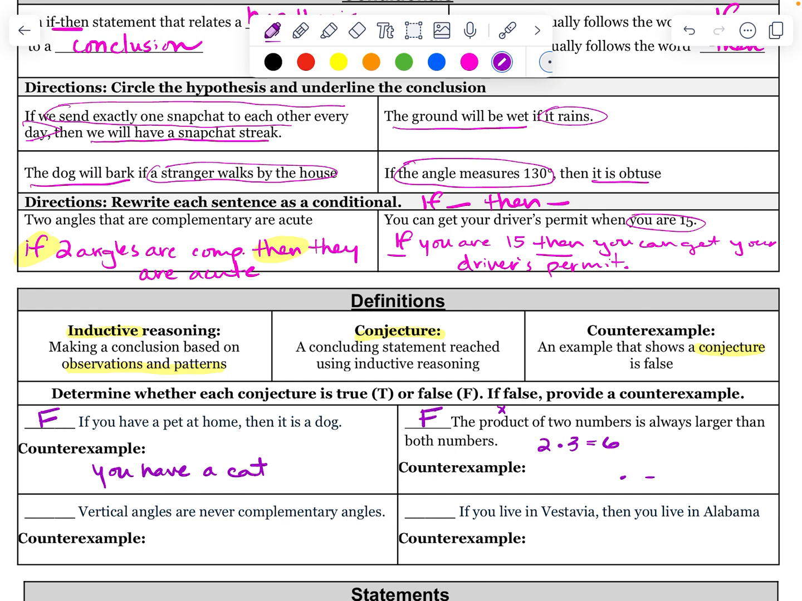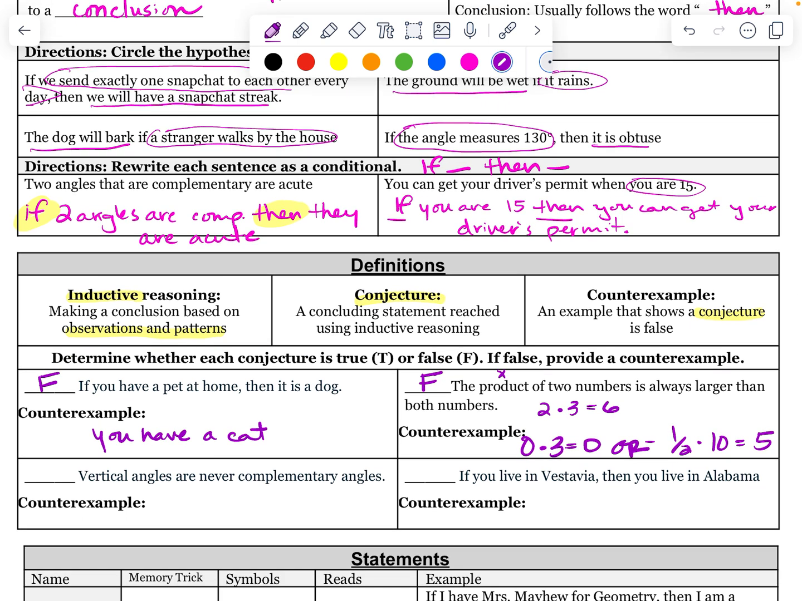So this is a false statement because we know that 0 times 3 is 0, or a half times 10 is 5. So your answer isn't always larger than both the numbers.